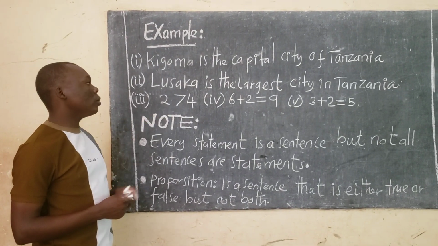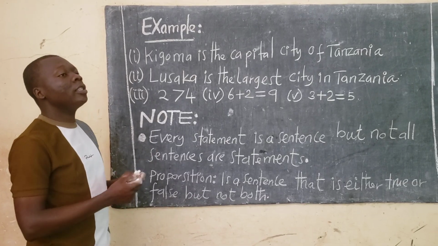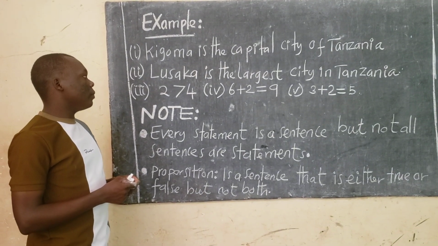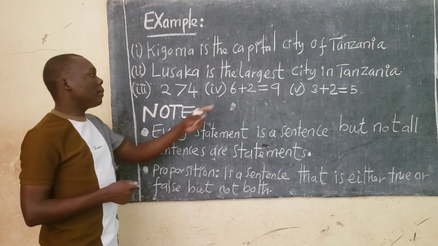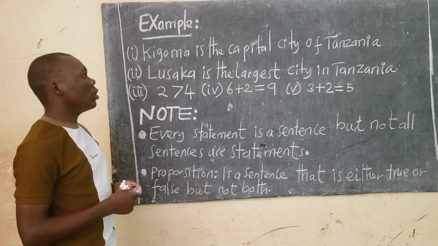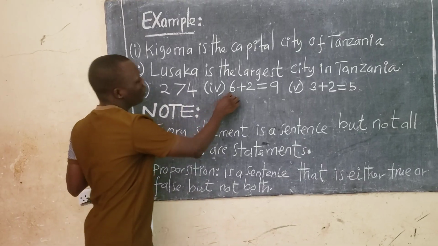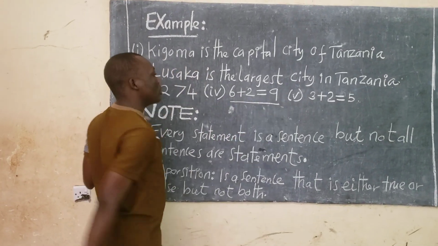2 is greater than 4. This is not true, but it is a statement. For example, 6 plus 2 is equal to 9. This is a statement because it is only false.